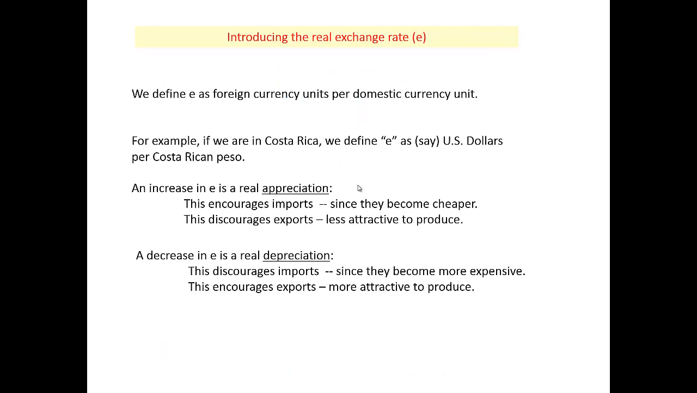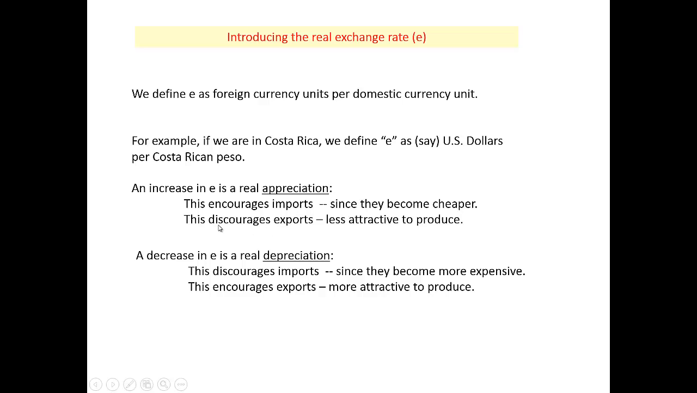Next, we're going to review the concept of the real exchange rate. This is just to remind you, we define E as foreign currency units per domestic currency unit. For example, if we're in Costa Rica, we define E as, let's say, US dollars per Costa Rican peso. This means that an increase in E we consider to be a real appreciation, a more valuable currency. This is going to encourage imports. Why? Imports will become cheaper when the currency appreciates.